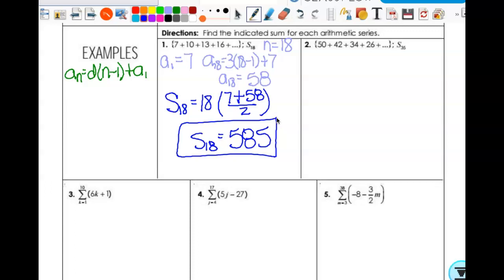All right. So then let's look at number 2 here. What is n? 35, right? So first term is 50, and then I need the 35th term, so y'all go ahead and figure out the 35th term there.